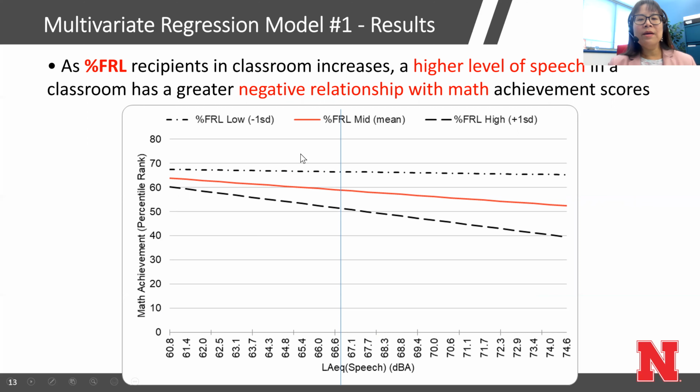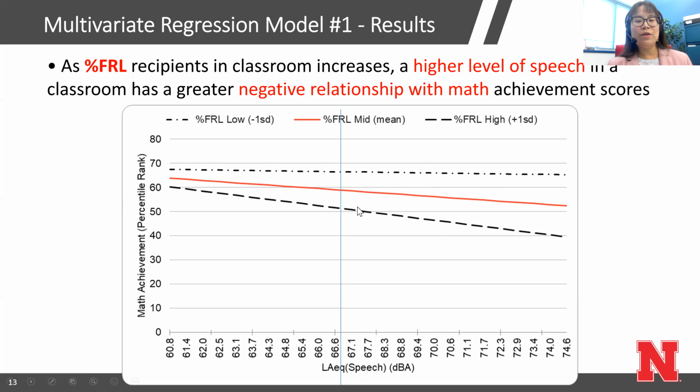And so out of all our sample, if you took the mean value of what percent free and reduced lunch was, if a classroom had that mean value in general, there is a negative effect: as speech increases, the math achievement score went down. But if the percent free and reduced lunch in the classroom is lower, if that percentage is lower, that effect is not as strong.